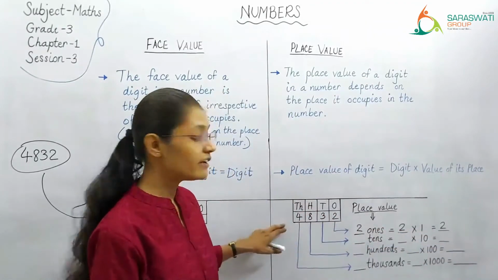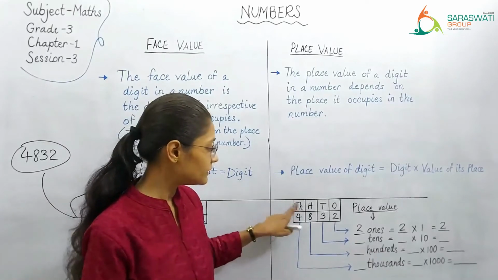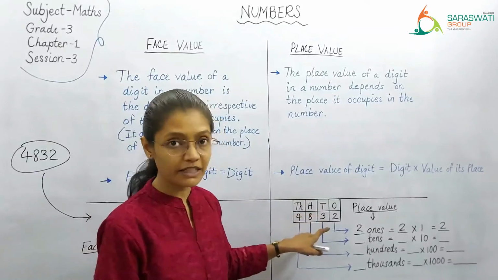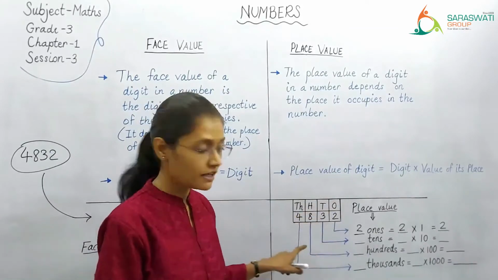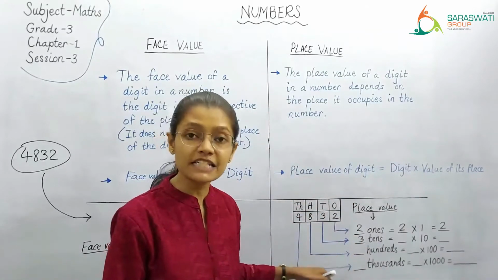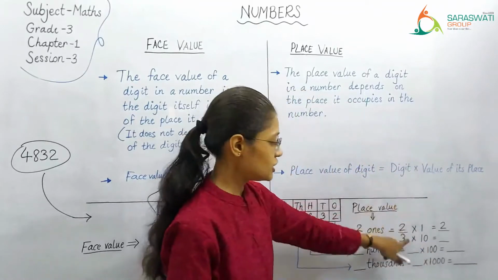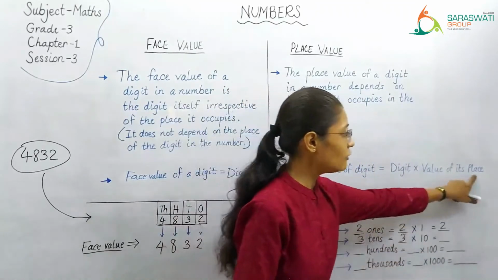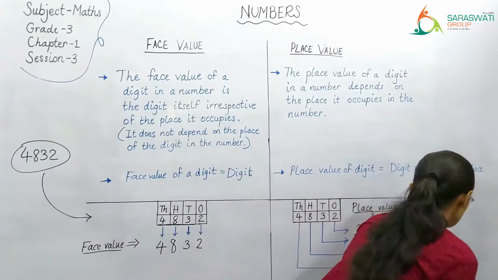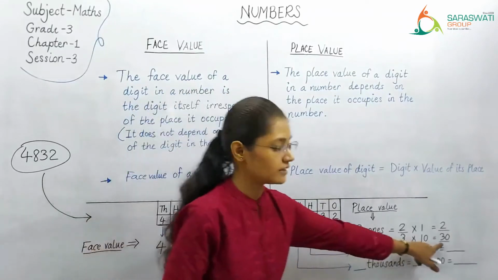And students, how do we read this 4-digit number? So this number is read as 4832. Now coming to digit 3 in tens place, we have 3 tens in this number. So 3 tens, which is equal to 3 times 10. 3 multiplied by 10. The digit 3 multiplied by value of tens place, that is 10. So that is 30. So the place value of digit 3 in this number at tens place is 30.